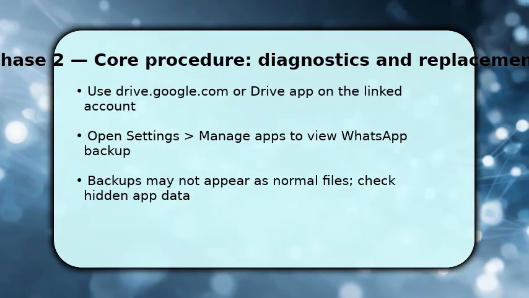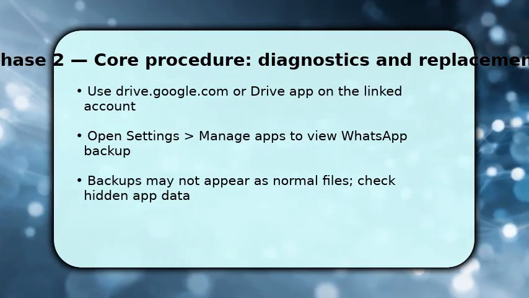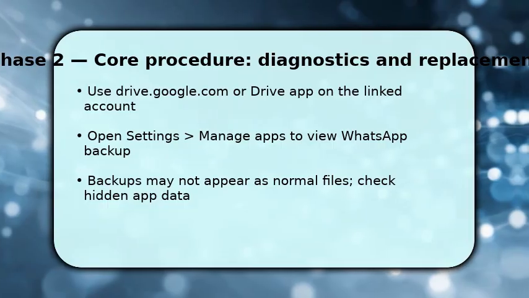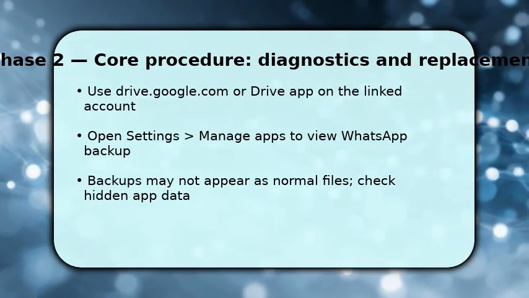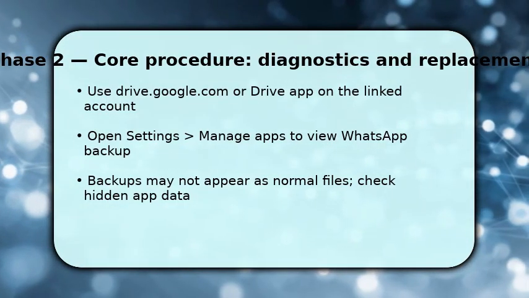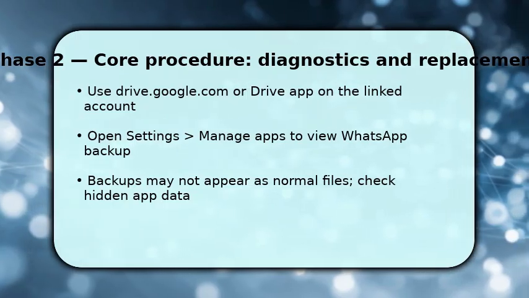You won't find a WhatsApp folder like normal files. Go to Drive, open Settings, then Manage Apps. There you'll see WhatsApp Messenger and its backup entry with the date and size. Make note of the timestamp and size so you can verify completeness.